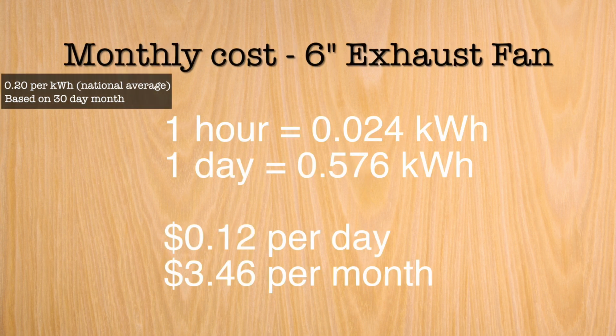Next up, we have the monthly cost of running my 6-inch exhaust fan. And again, this was run at the middle speed at number 5 and calculated for 24 hours a day. At 1 hour, it was 0.024 kilowatt hours. 1 day total was 0.576 kilowatt hours. It's a total of 12 cents per day and cost me $3.46 per month to run that exhaust fan.